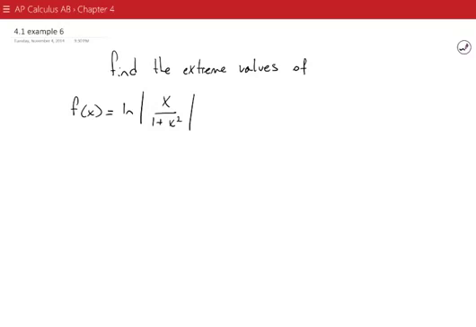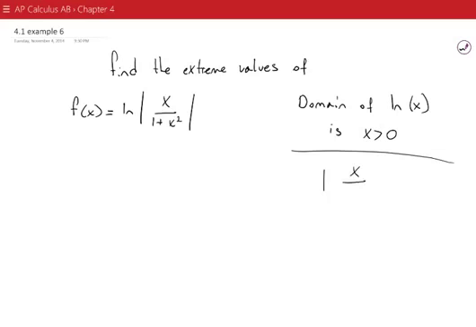In this case, we know the domain of natural log of x is that x has to be greater than 0. And in this case, if we look at the function inside natural log, we have absolute value of x over 1 plus x squared. So just by the fact that we're taking the absolute value, we know that whatever's inside there is never going to be negative. So the only time we have a problem is if x were 0. If x was 0, then we would have 0, and we can't take the natural log of 0.